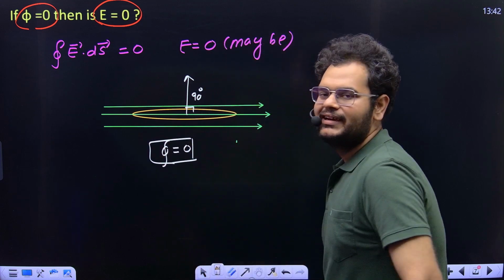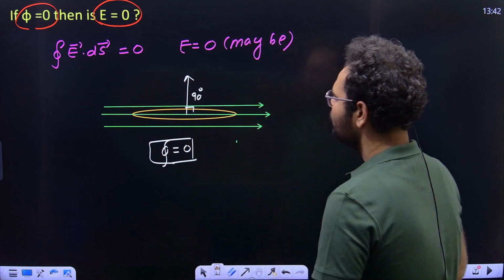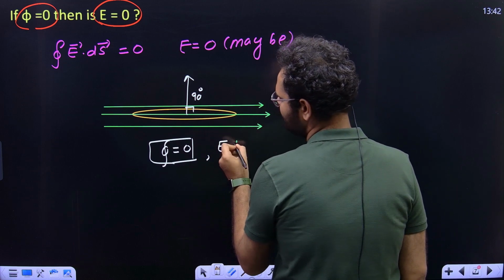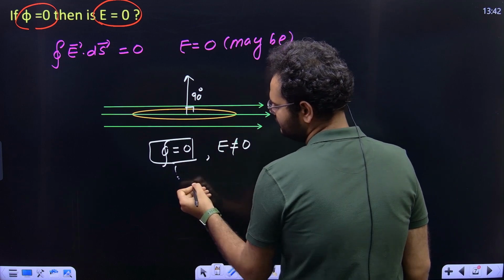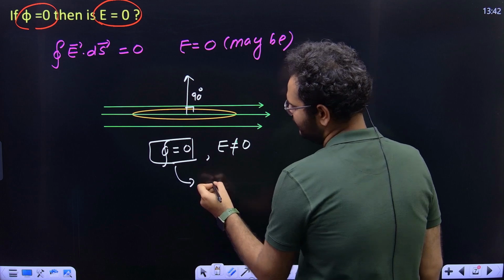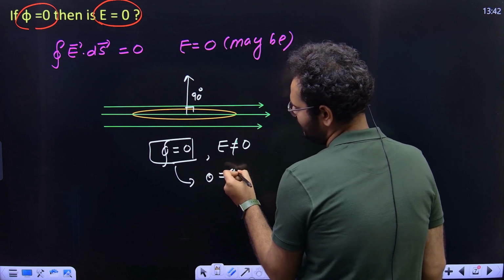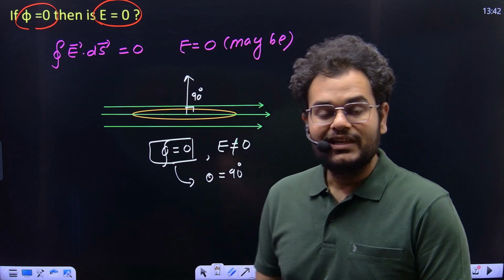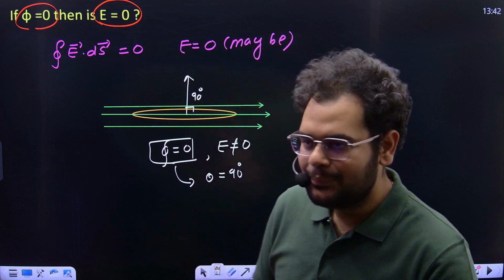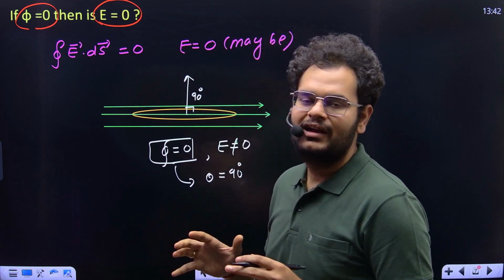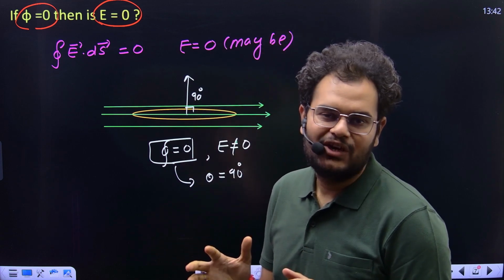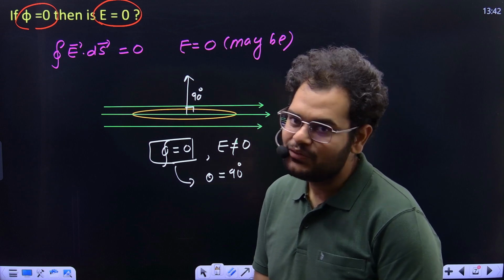But is the electric field 0? No, it is not 0. Here E is not equal to 0. So this is 0 due to what? Due to theta equal to 90 degrees. So whether my flux is 0 or not depends on orientation as well, not only on the electric field. Are you getting what I'm trying to say?